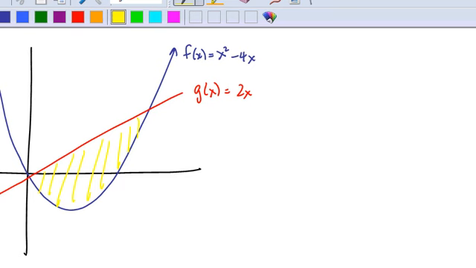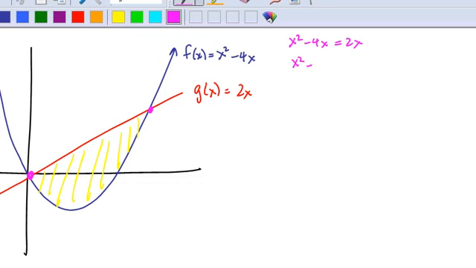So let's find the area between the two curves, and notice that I've shaded it in yellow and I've given the curves specific equations. So the first one's a parabola, the blue one, and the red one is a straight line. And if I want to find the area between the two curves, the first job I have is to find out where they intersect. And they intersect where x squared minus 4x equals 2x.